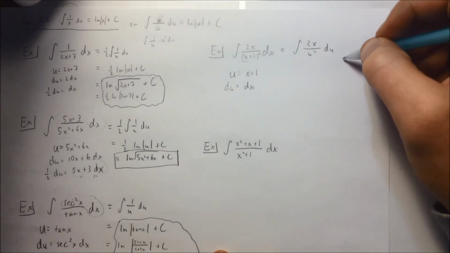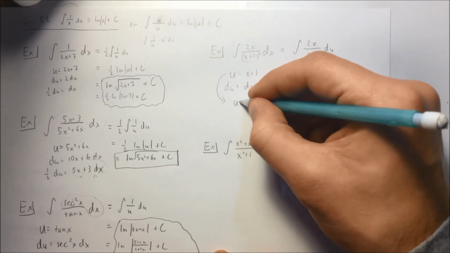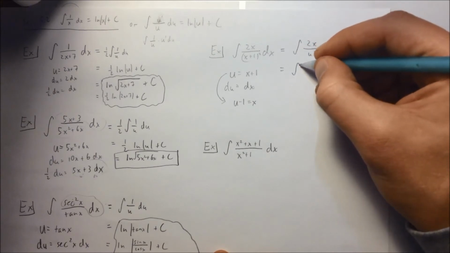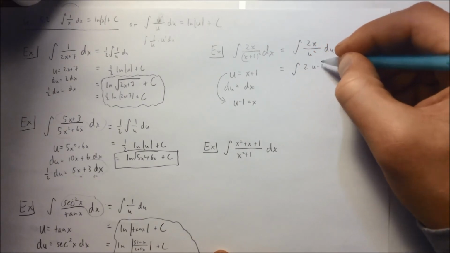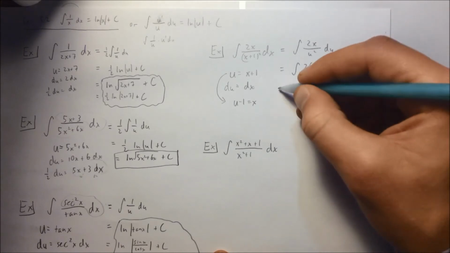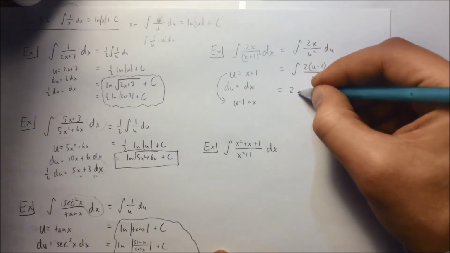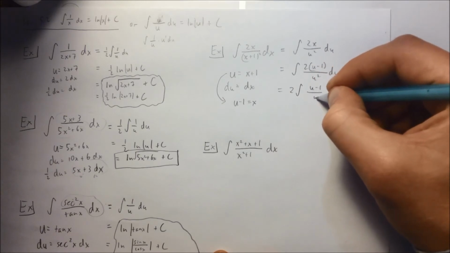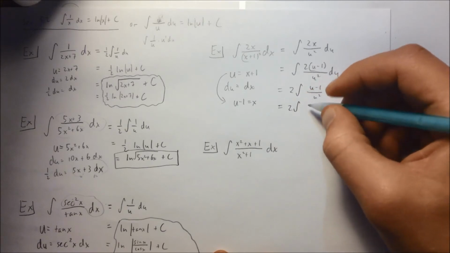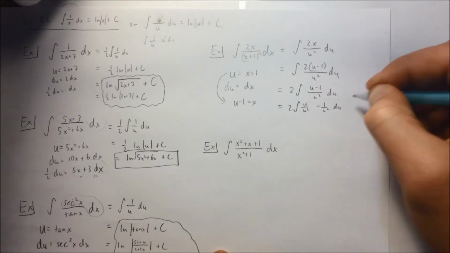Well, what do we do about that x, Mr. Kuhne? Well, we're just going to go back here and change this into u minus 1 is equal to x. So that this becomes 2 times u minus 1 over u squared du. And so we're going to get, well, let's kick the 2 out front here, shall we? U minus 1 over u squared du. If I separate this, I'm going to get u over u squared minus 1 over u squared du.